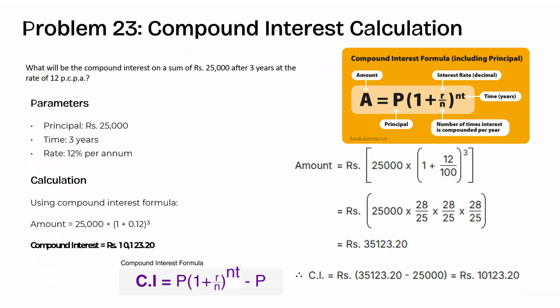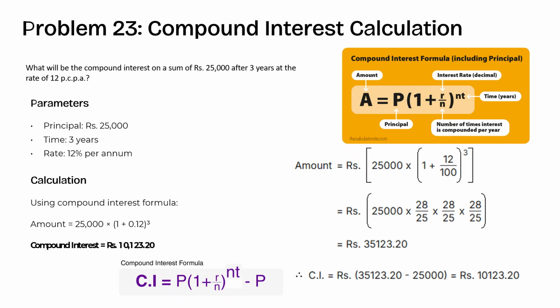So we are moving on to problem number 23. This is also the same compound interest calculation. What is given is: what will be the compound interest on a sum of 25,000 after 3 years at the rate of 12% per annum, compounded yearly?